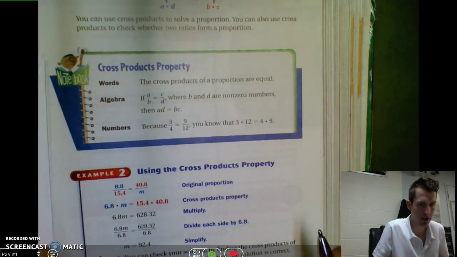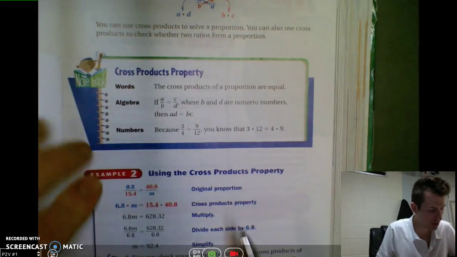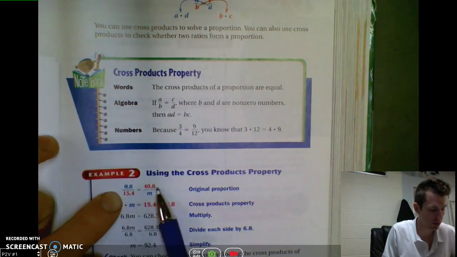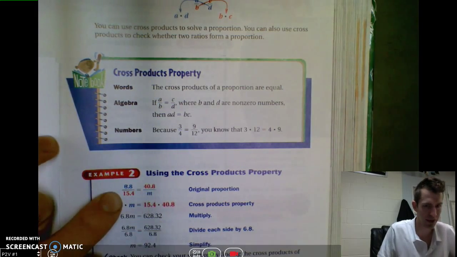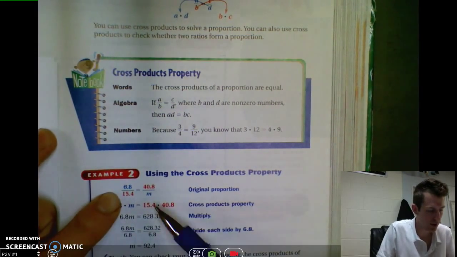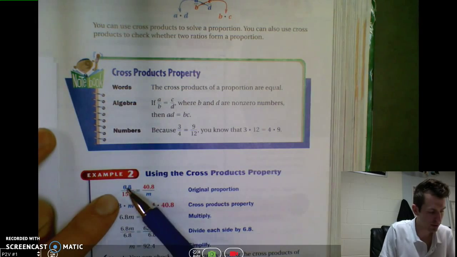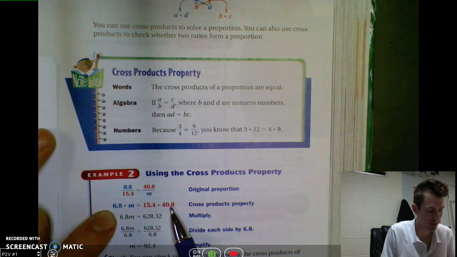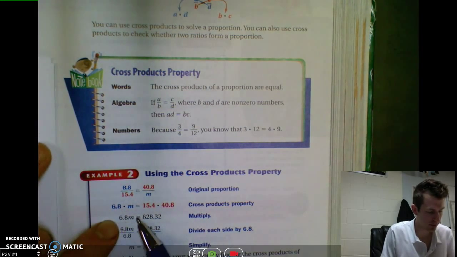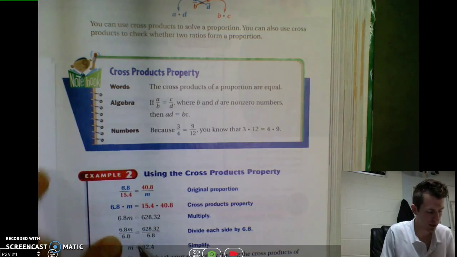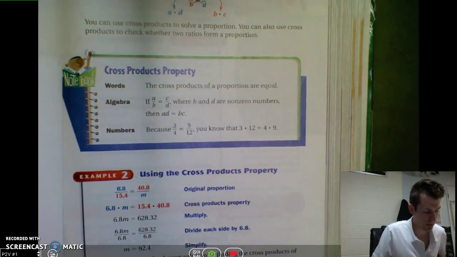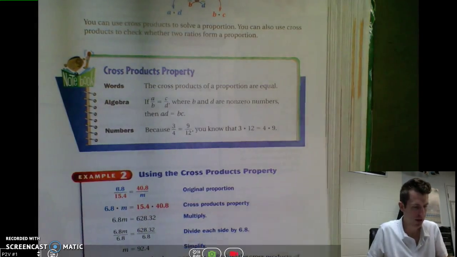Example 2 right here. If we've got a ratio of 6.8 to 15.4, and we know it's equal to 40.8 to something else that we don't know, then multiply across: 6.8 m equals 15.4 times 40.8. Simplify that side, divide by 6.8, and you can figure out what m is, 92.4. All right, not so bad.